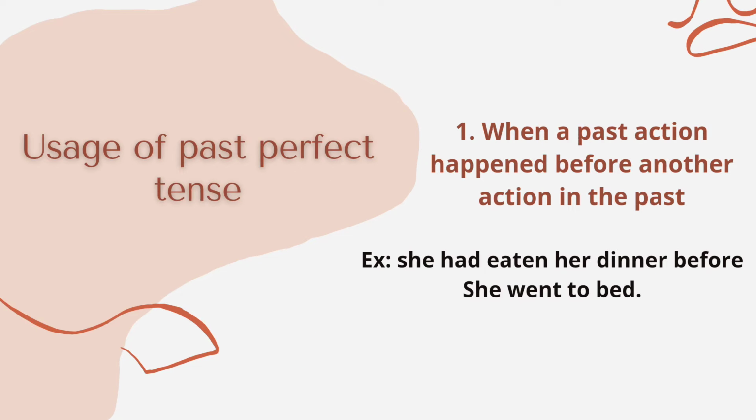And now let's move to the usage of the past perfect tense. We use the past perfect tense when we talk about a past action that happened before another action in the past. For example, she had eaten her dinner before she went to bed.